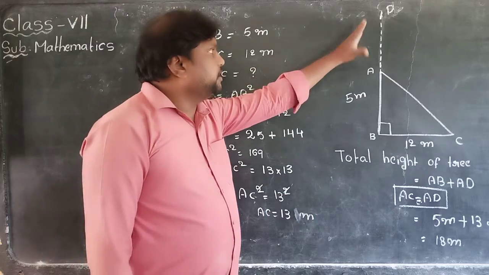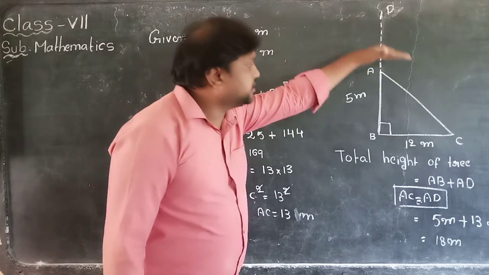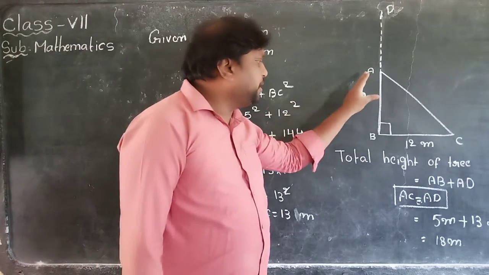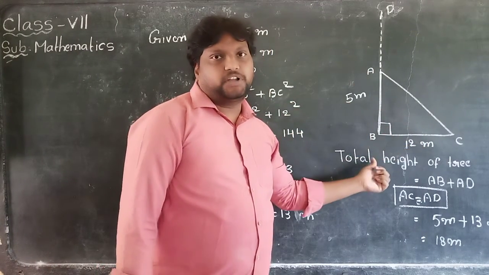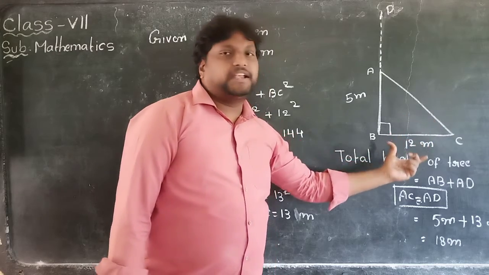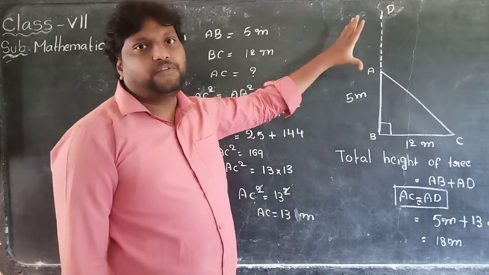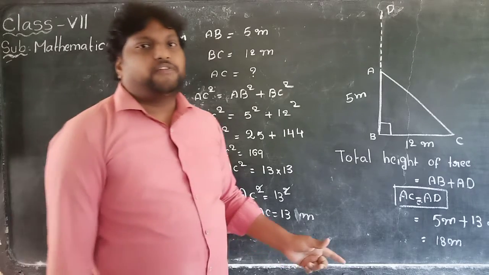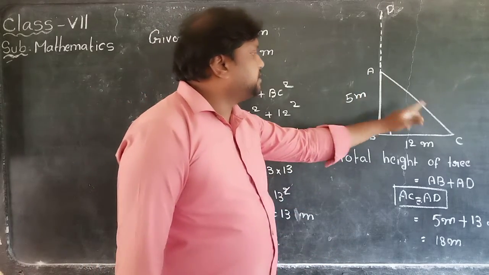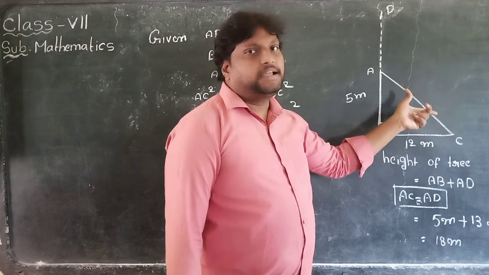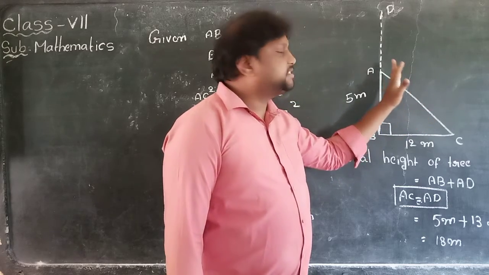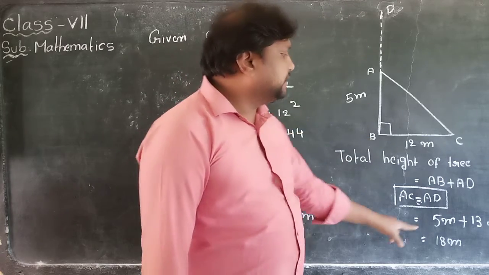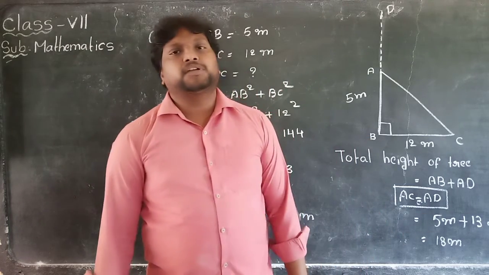Here one tree is given. The upper part of the tree is broken and touches the ground. The remaining part is there. The height of the remaining part is 5 meters. And the distance between the base of the tree and the top of the tree is 12 meters. Then find the total height of the tree. Then just apply the Pythagoras formula. Substitute the values. Here AC is given. AC is nothing but the hypotenuse. The hypotenuse is equal to the broken part of the tree. If you add in total, 5 meters plus 13 meters is equal to 18 meters.